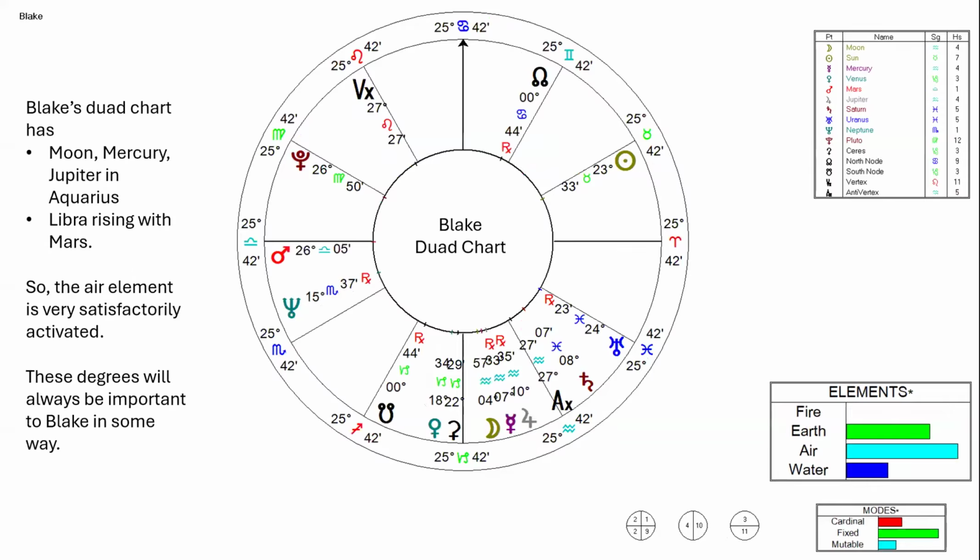Very interesting. And here's his Dwad chart. Now, that's good. He has the Libra rising in the Dwad chart with Mars rising. See that? Yeah, I see it. Huge amount of stuff in Aquarius with Moon, Mercury, and Jupiter, and the anti-Vedics there. So he's got his air element very satisfactorily. And these degrees will always be important to him in some way during his life, not necessarily all his life, but at different periods.